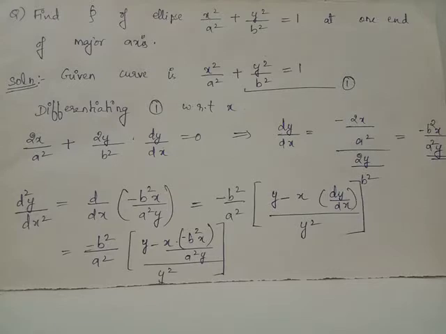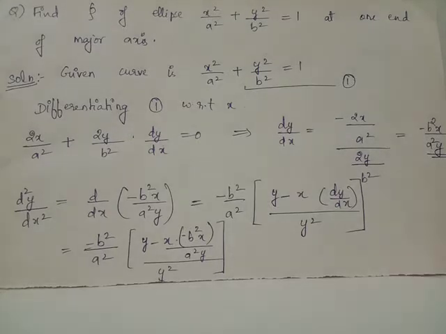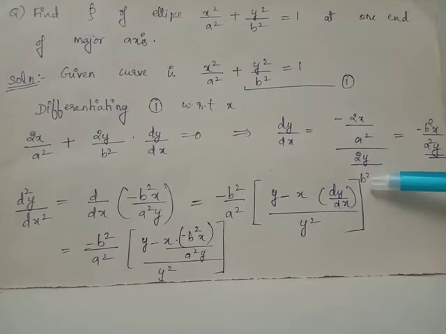When you differentiate both sides of equation 1 with respect to x, we will get 2x divided by a square plus 2y divided by b square into dy by dx equals 0. From this we get dy by dx equals negative 2x by a square divided by 2y by b square, which can be written as negative b square x divided by a square y. You have 2 and 2 getting cancelled, and when y by b square is taken to the numerator, it becomes b square divided by y. Thus, we get dy by dx equals negative b square x divided by a square y.